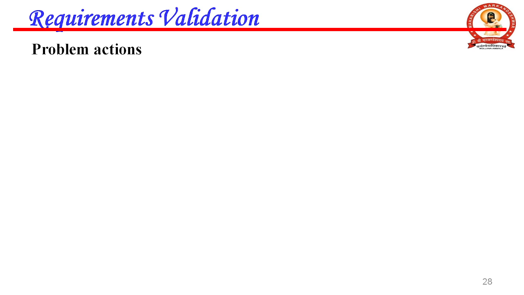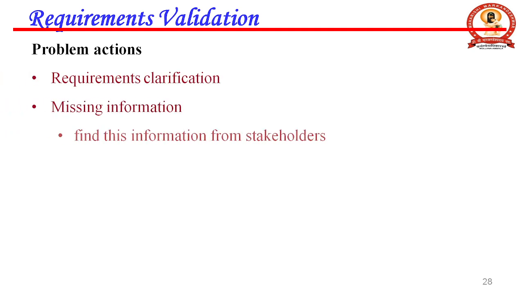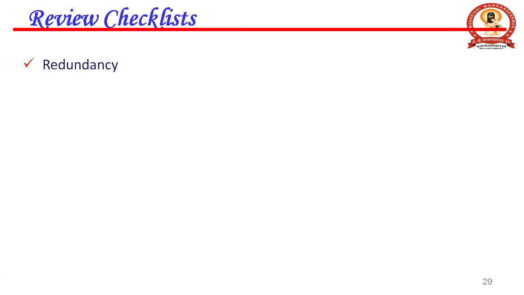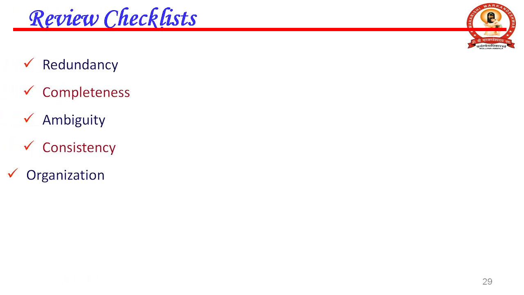Once the document has been reviewed, that is called verification. Later on we have a provision for requirement validation. For the validation, there may be some clarification needed in the requirement, some conflict in the requirement, or some unrealistic requirement which is part of it. Then many checklists can be made for the review of the requirement. Is there any kind of redundancy?